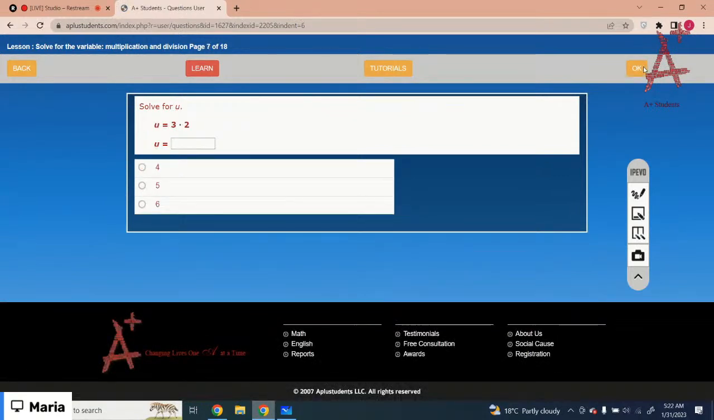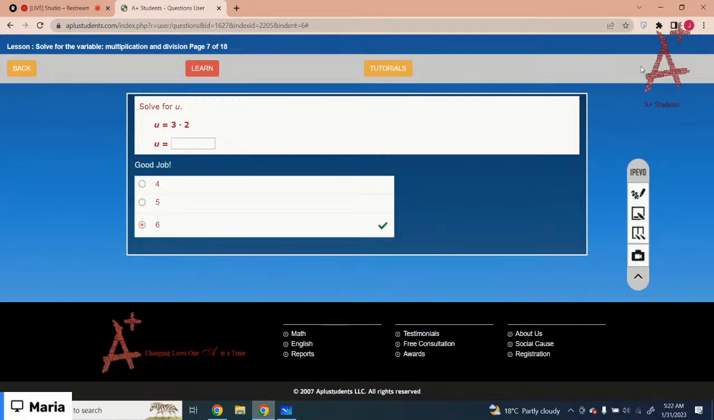Okay, the next one is u equals 3 times 2. So 3 times 2 is, they are on the same side, simply multiply them. 3 times 2 is 6. Just select the correct option and click on the OK button.